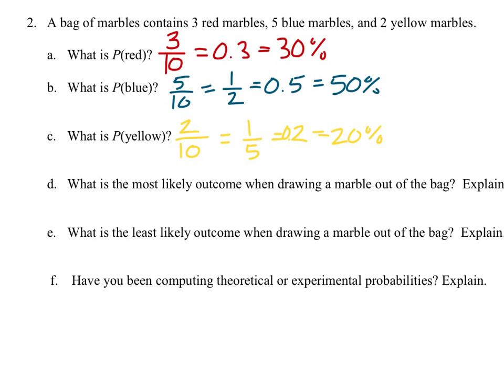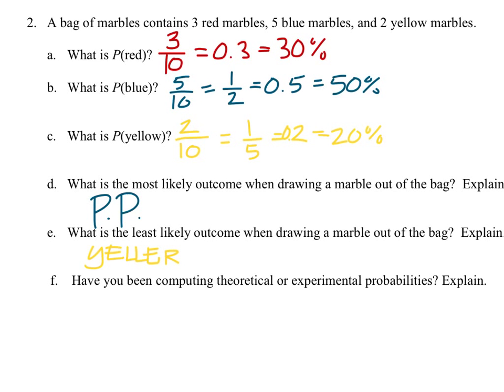What is the most likely outcome when drawing a marble out of the bag? That would be the probability of pulling out the purple. What is the least likely outcome when drawing a marble out of the bag? The lowest percentage one we have is yellow.